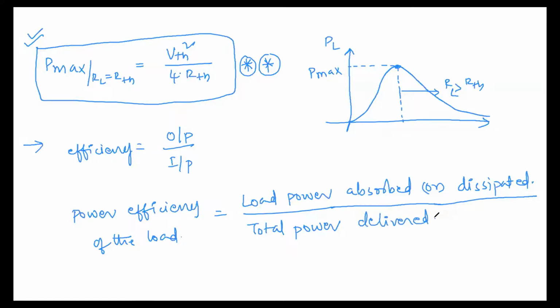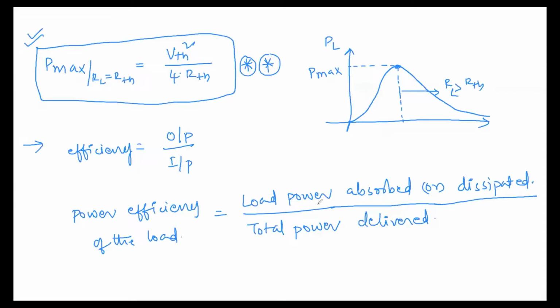So what is the total power delivered? If you have a voltage source, and you know the current flowing through the voltage source, you will get the total power. I'm not saying total power in the circuit, I'm just saying the total power delivered. Total power absorbed is equal to total power delivered, right? This is not the total power in the circuit, it is just the total power delivered.